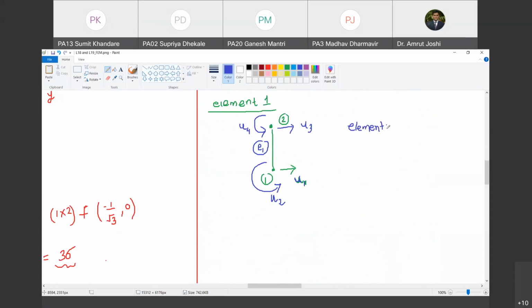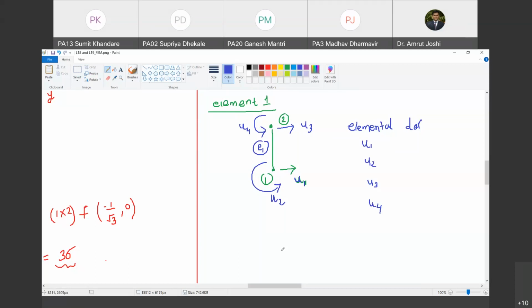Elemental degrees of freedom are U1, U2, U3, and U4. What is U1? It is translational degree of freedom perpendicular to the element E1 at node number 1. What is U2? It is rotational degree of freedom for element number E1 at node number 1. What is U3? It is a translational degree of freedom perpendicular to element E1 at node number 2. What is U4? It is rotational degree of freedom at element number 1 at node number 2.